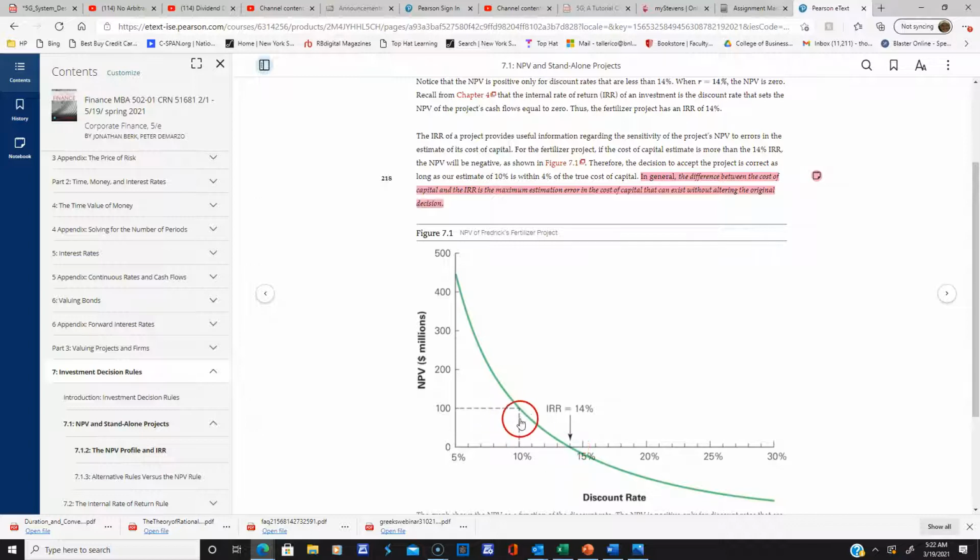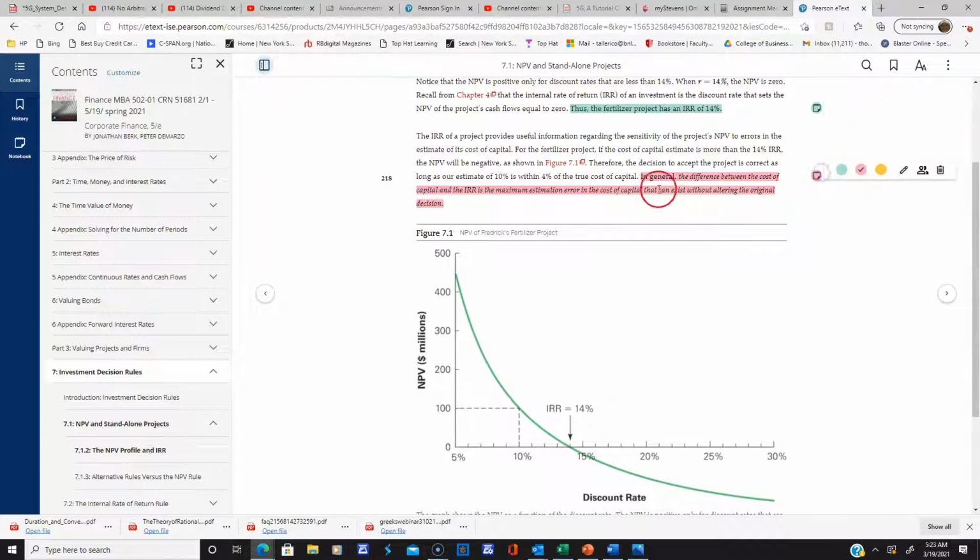You see that? You're not going to have a positive net present value as you would in these cases. So this net present value becomes 0. And that net present value of 0 is what is called the internal rate of return. So the 14% internal rate of return is where the net present value is 0. Okay? So the fertilizer project has an internal rate of return of 14%.